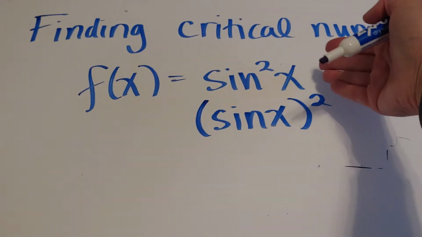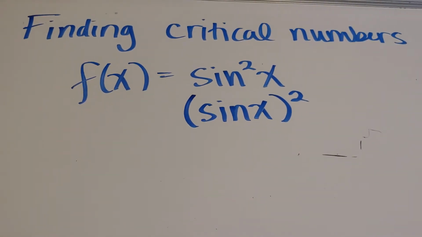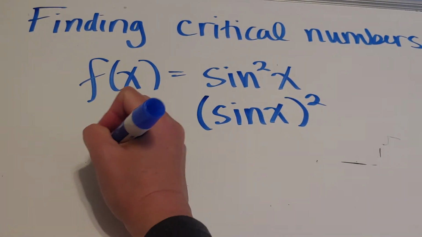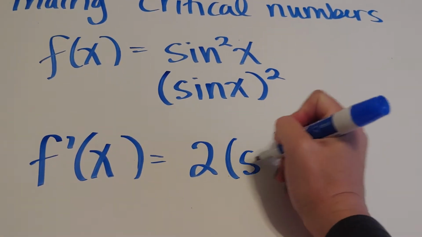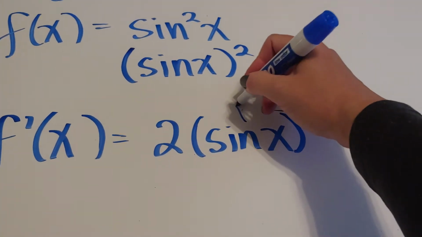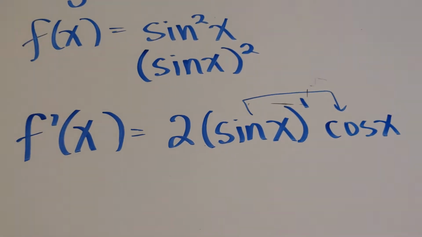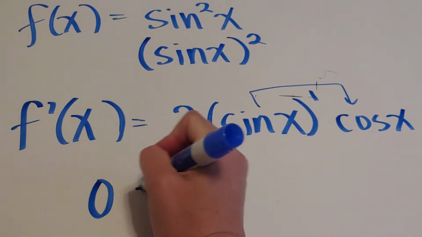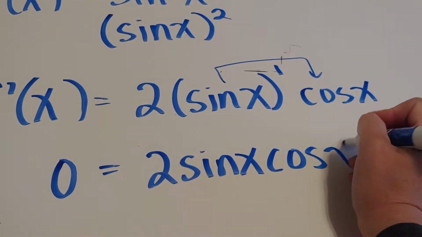I mean, this is the way we write it in math, but this is really what it means. Okay, hopefully you guys can see now that it is in fact a chain rule. So I'm going to find the derivative by bringing the 2 down in front. The exponent turns into a 1, and then the derivative of sine is cosine. Okay, so I need to figure out when does 2 sine x cosine x equal 0?